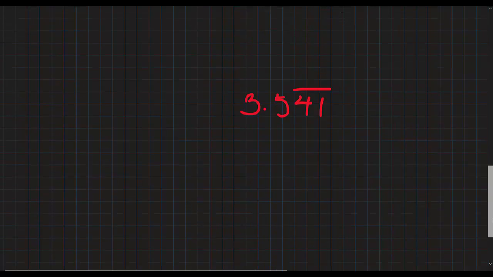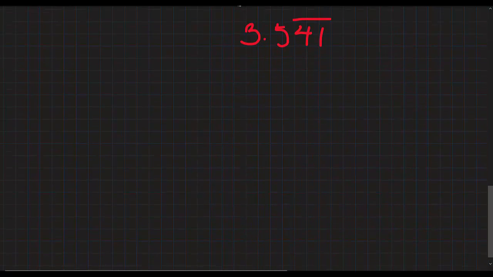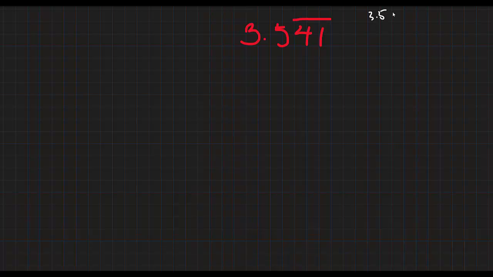This time we have a slightly different type of problem. 3.5 with 41 repeating. How can you do this problem? Well, one way is to split it up as 3.5 plus 0.041 and then do it that way. But there's also another way.